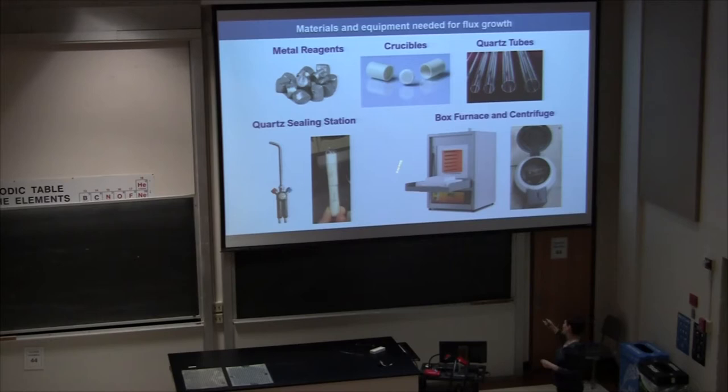And then, of course, you need something to heat up your growth, a box furnace. And these are pretty inexpensive, so lots of labs will have on the order of 10 to, you know, 20 or even 30 box furnaces. So you can do a lot of different flux growths in parallel.